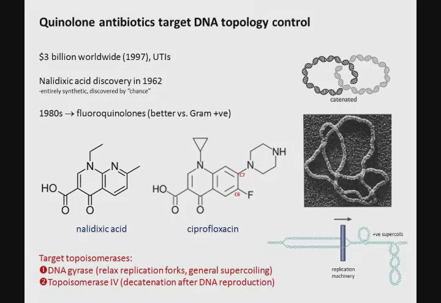So they were discovered way back in '62, and the father of the class is nalidixic acid. And what they were looking to do was make quinine analogues against malaria. But they discovered that this quinolone variant wasn't very good against malaria, but was very good at killing bacteria. So it's an entirely synthetic class.